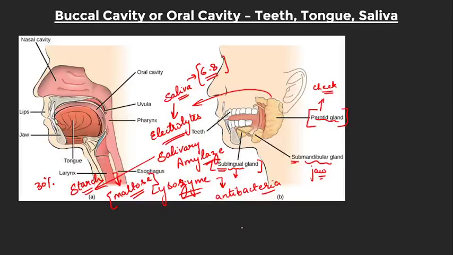So all these functions happen in our mouth, and later that bolus is transferred with the help of the esophagus to our stomach, from where the process of digestion is carried on further. So this was all about digestion for today. I think you must have learned and easily remembered all this by now.